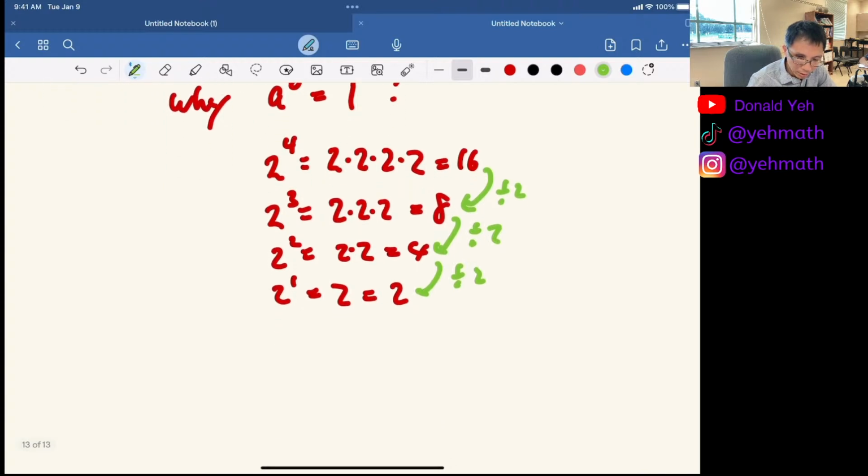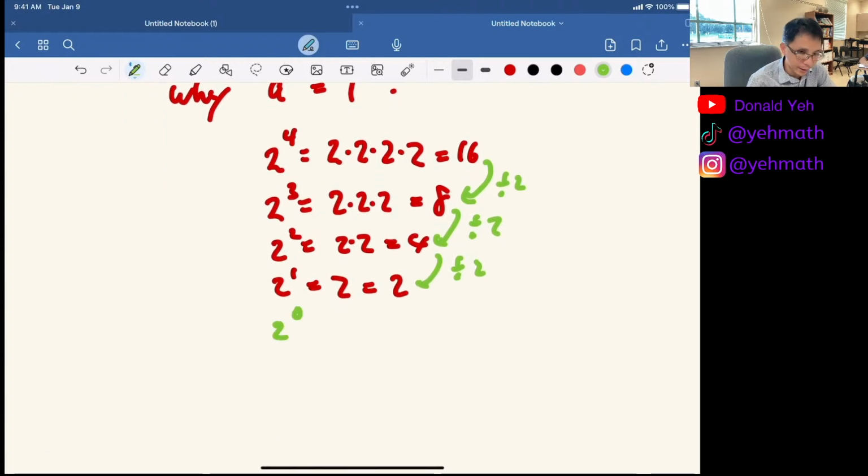Divided by 2. Now, for anything to the zero power: after 4, 3, 2, 1, the next number is 0. So when you get here, you divide by 2 again. Therefore, that's equal to 1. It doesn't matter what number it is. It could be 3. 3 to the 3rd is 27, 3 squared is 9, 3 to the 1st is 3, and you just divide by 3 each time. That eventually leads to anything to the zero power being 1. We're starting by understanding some basics, and those are the basics that you need to know.